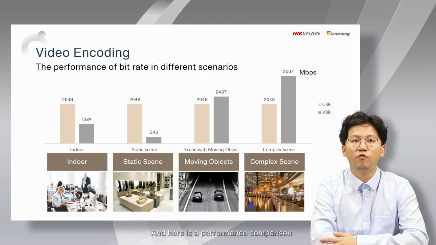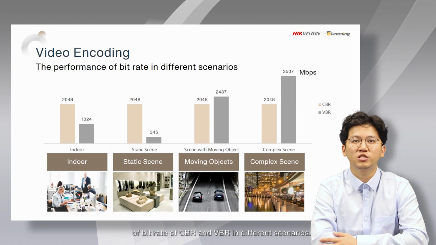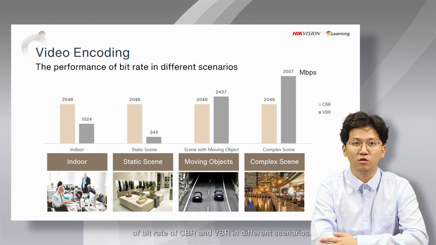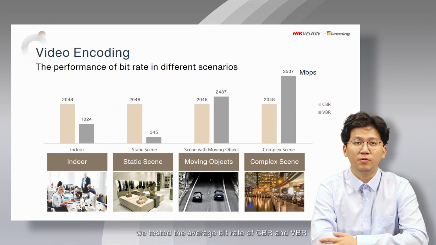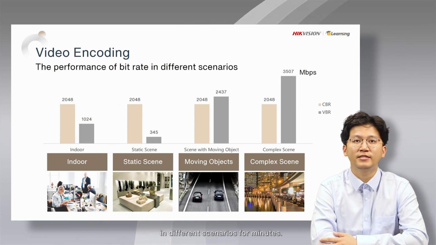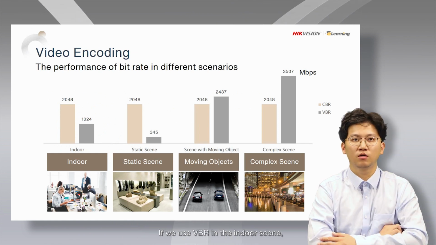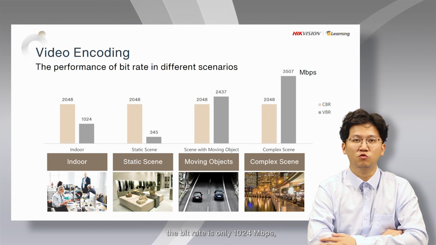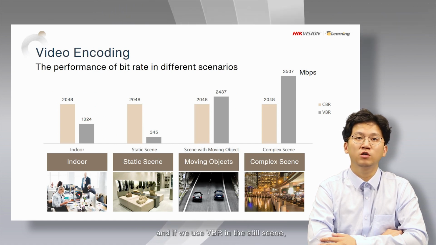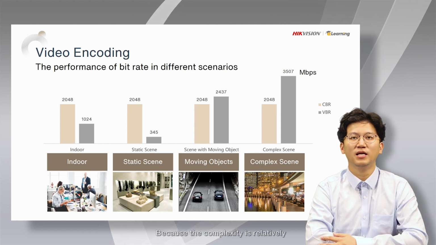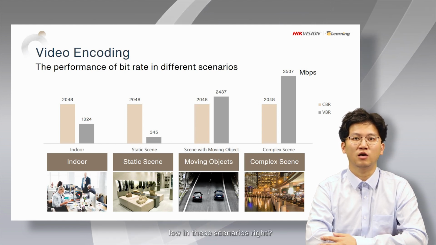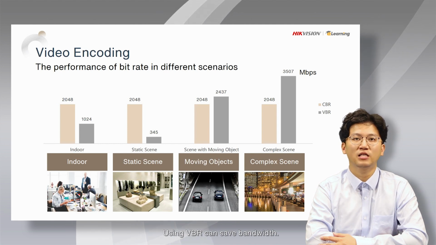And here is a performance comparison of the bitrate of CBR and VBR in different scenarios. In order to facilitate comparison, we tested the average bitrate of CBR and VBR in different scenarios for minutes. If we use VBR in an indoor scene, the bitrate is only 1024 kilobits per second. And if we use VBR in a still scene, the bitrate is only 345 kilobits per second. Because the complexity is relatively low in these scenarios, right? Using VBR can save bandwidth.